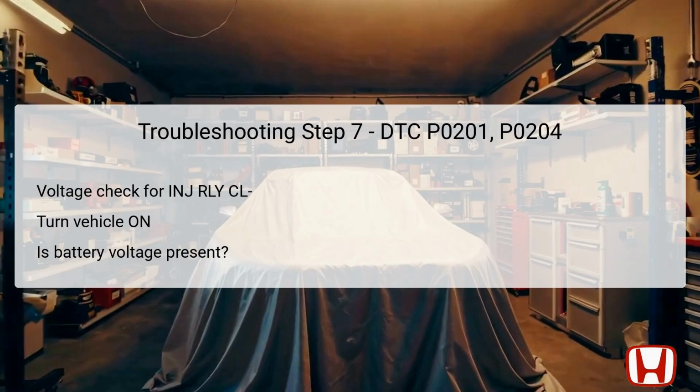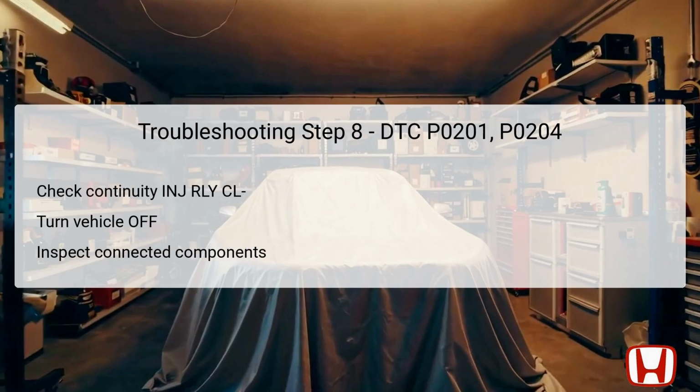This step is focused on verifying the integrity of the INJ RLY clear wire. Begin by switching the vehicle to the on mode while the injector relay remains disconnected. Measure the voltage at the specified test points. The presence of battery voltage confirms that the connection is intact momentarily after switching on the vehicle, indicating that the electrical signal is being transmitted effectively. Should there be a lack of voltage, it will necessitate further investigation into the potential open circuit within the INJ RLY clear wiring, which would require repair.